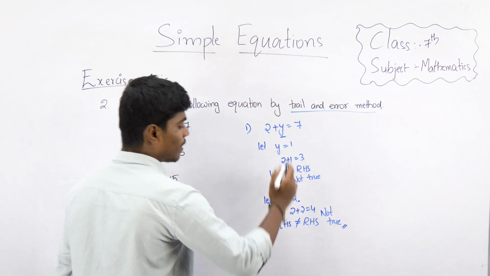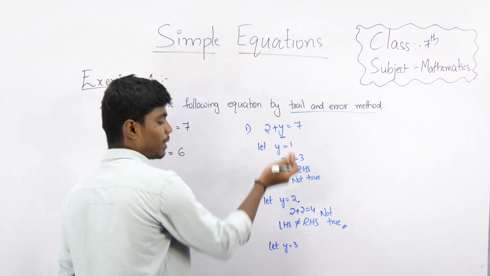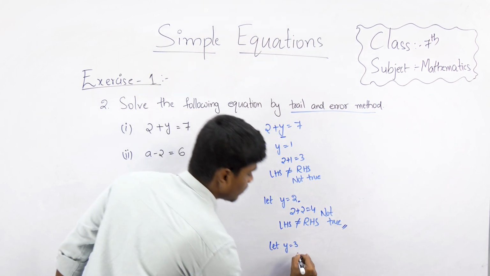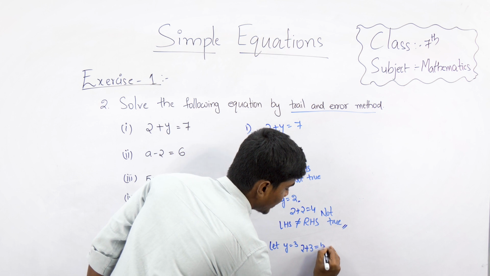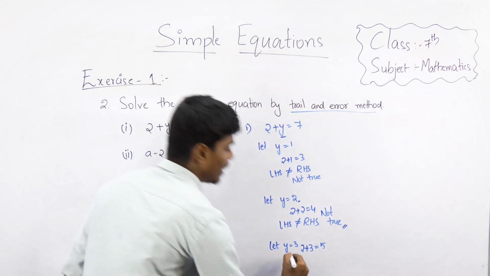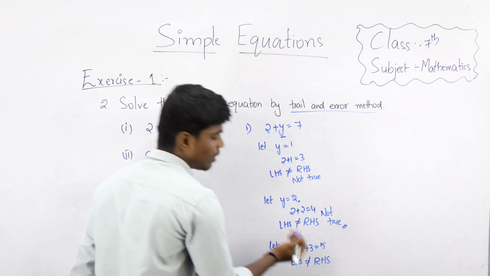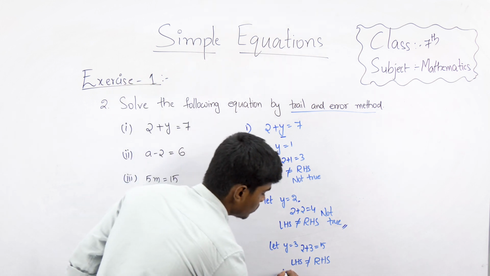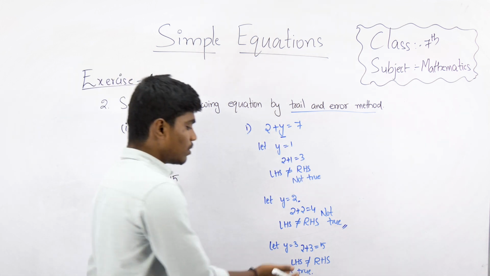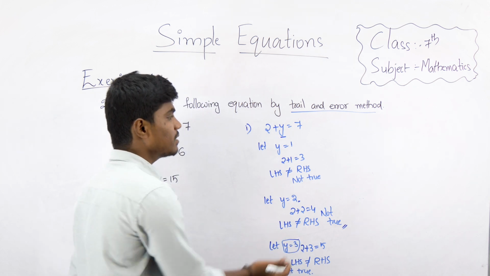So let's take y is equal to 3. 2 plus y means 2 plus 3, which is equal to 5. Here in the left hand side it is 5, in the right hand side it is 7. So LHS is not equal to RHS. So this is also not true. So y equal to 3 is also not correct. So we have to change 3.